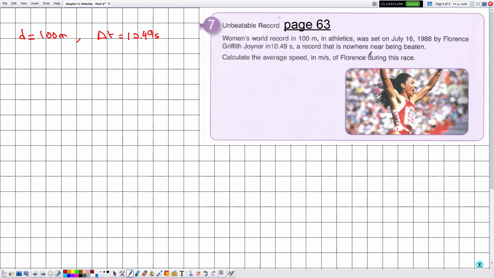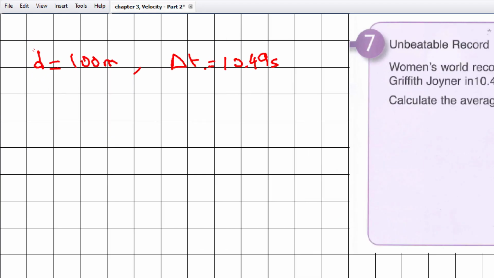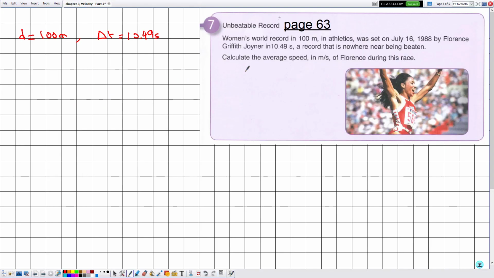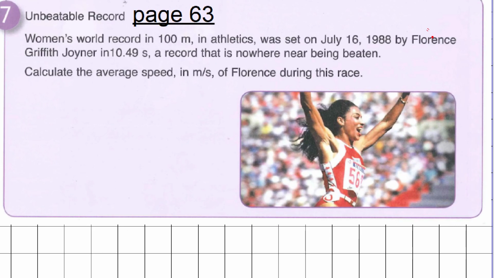And the event in this case is the race. Okay, now before I continue the question, notice that we have the distance and we have the duration delta t. So the physical quantity we can calculate using these two is the average speed, which is Vm given by d divided by delta t. Okay, now if we refer back to the exercise, they are telling us to calculate the average speed in meters per second, so it is the SI, of Florence during this race.